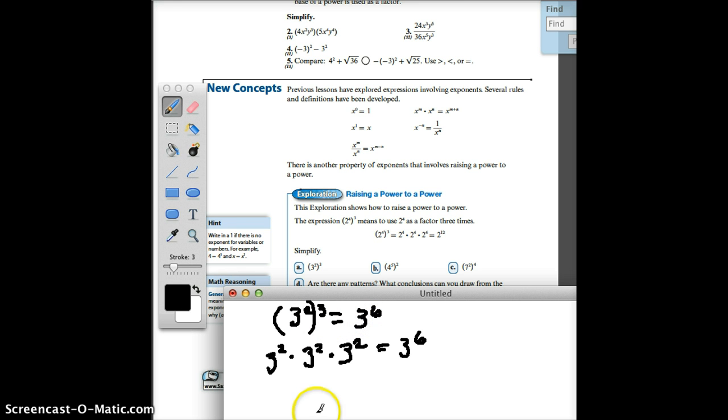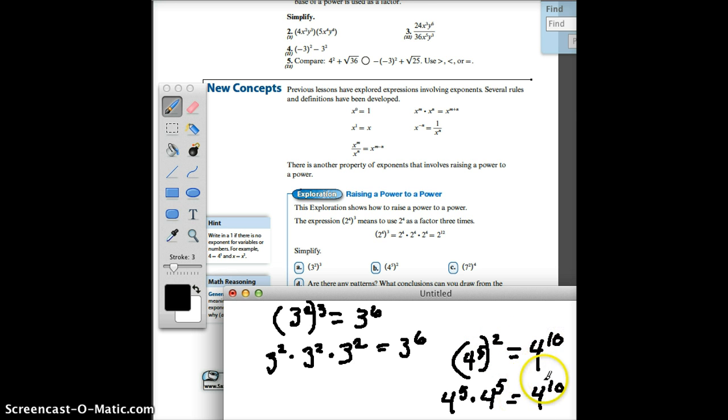All right, look at the next one they have. They have 4 to the 5th squared. Again, we could write it out. We could say that means 4 to the 5th times 4 to the 5th. And I know that since it has the same base, which is 4, we add exponents. So that would be 4 to the 10th. Or I could just apply the simple rule of multiplying those two exponents. The base stays the same. That gives me 2 times 5 is 10. Either way, you're going to get the same answer.